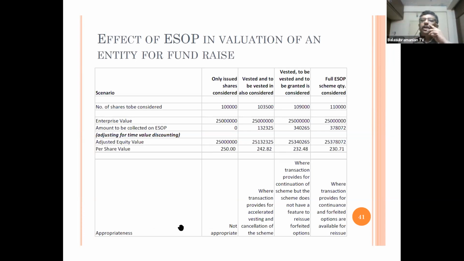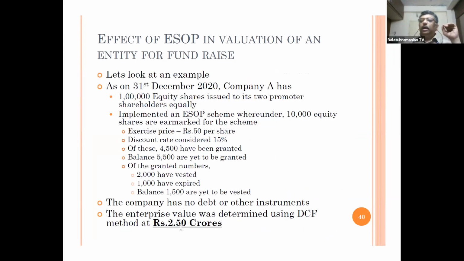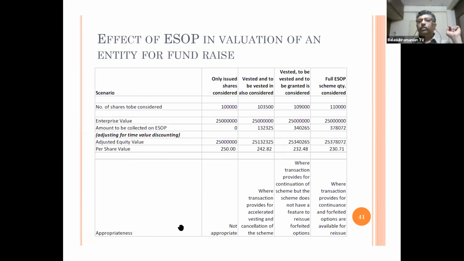Let's look at the third option where vested, to be vested and to be granted are also considered. That is, only the expired are excluded. So 1 lakh plus 10,000 minus 1,000 is 1,09,000. The fourth is where the whole ESOP of 10,000 is fully considered, 1 lakh and 10,000. So let's look at all the 4 options.